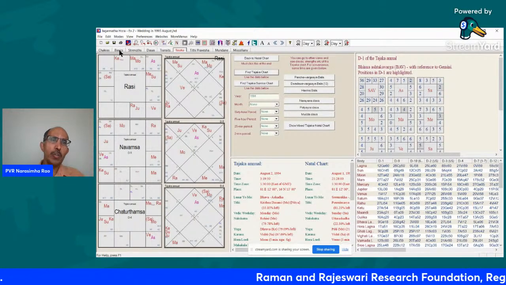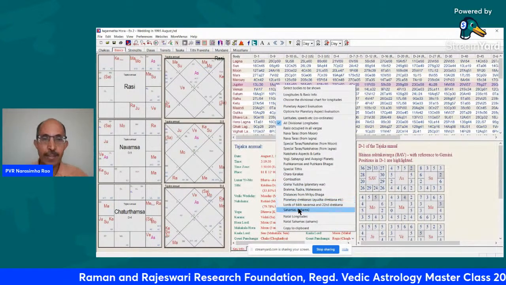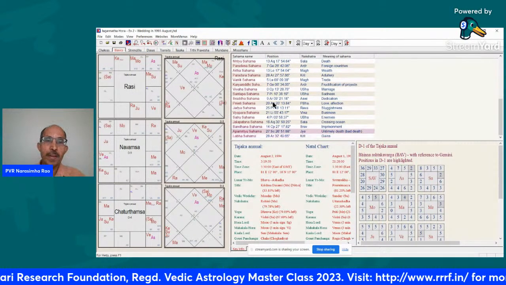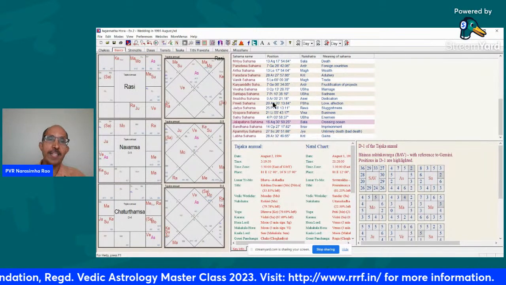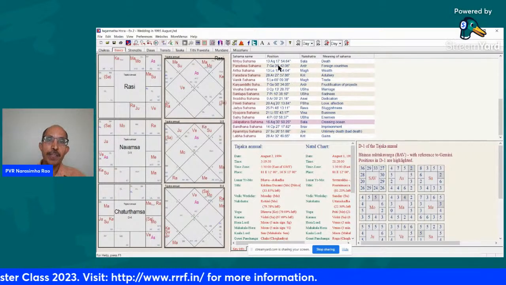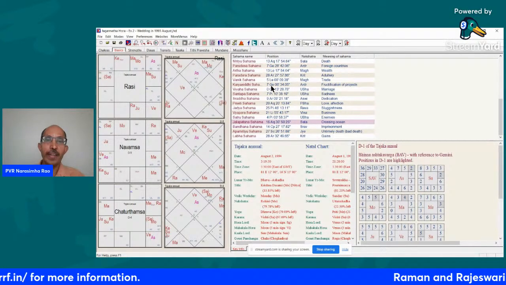I just want to show one thing, Sahamas. If you look at the Sahamas, Jalapatana Sahamam and Pardesa Sahamam are relevant for moving abroad. So 7.5 degree Gemini and 16.5 degree Aquarius.